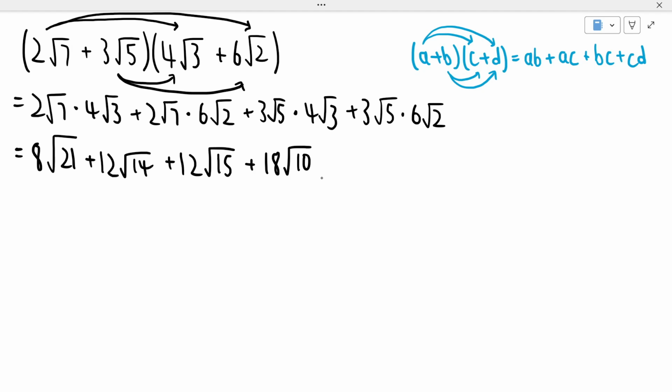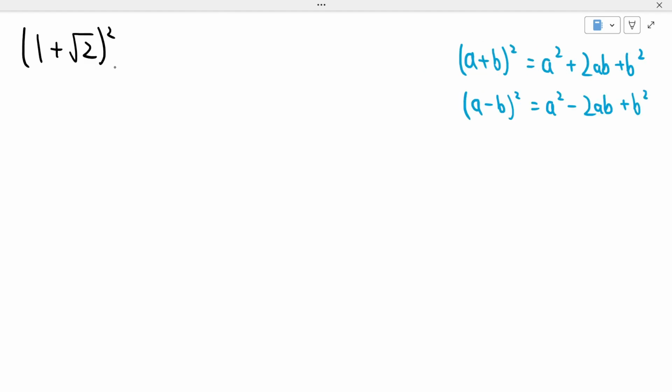So this would be our final answer. So here's another problem type. How do we simplify something like 1 plus square root of 2 all squared? Well, you can recall from the perfect squares formula, a plus b all squared is equal to a squared plus 2ab plus b squared. So we need to apply this to our example.